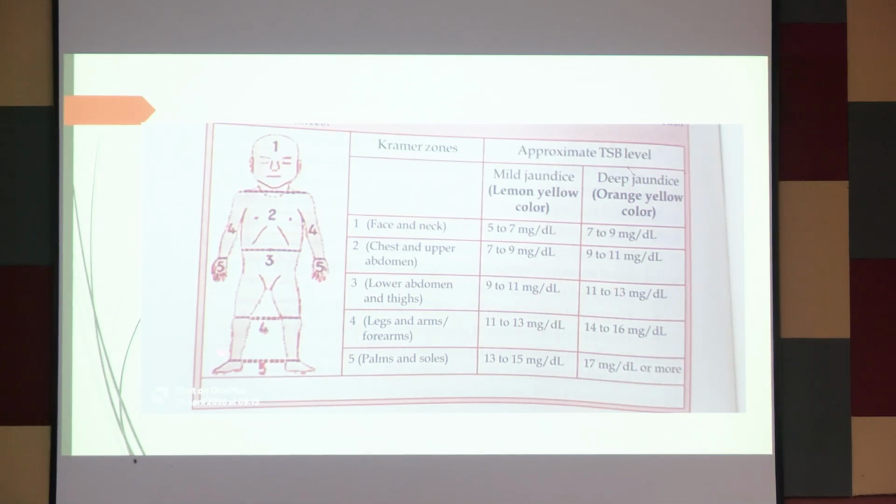Then come to region 4. Region 4 is the arms and legs. Here the level of bilirubin will be 11 to 13 in mild jaundice and 14 to 16 in deep jaundice. There is almost a difference of 2 milligram per deciliter between mild and deep or severe jaundice. That is the difference in color: lemon yellow is mild jaundice, and deep yellow or orange yellow is deep jaundice. The level of bilirubin will be 2 milligram per deciliter more.